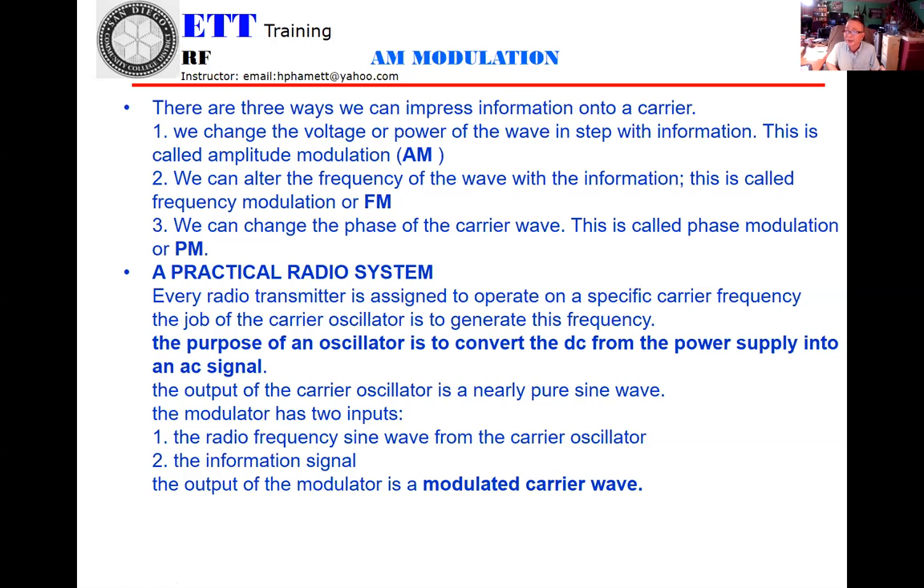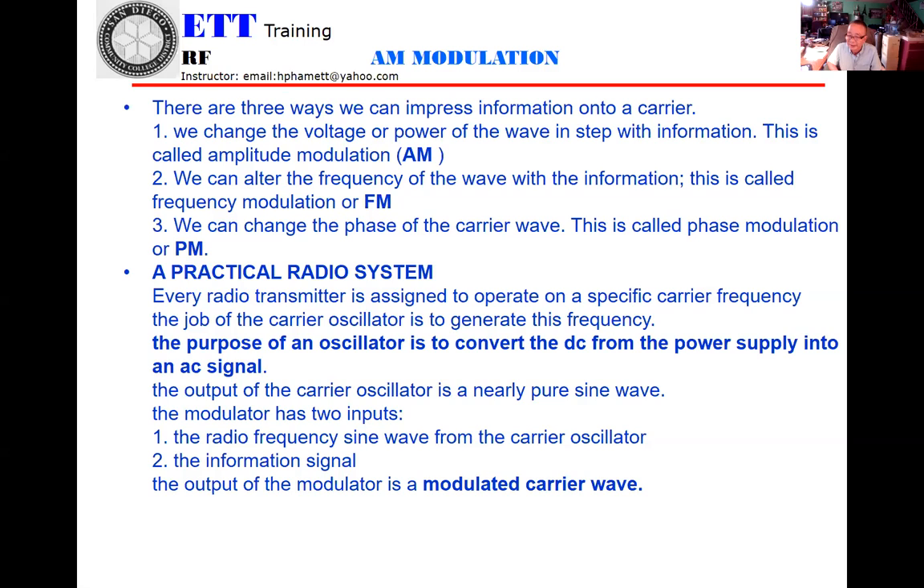Okay? The purpose of an oscillator is to convert the DC from the power supply into an AC signal. That is the purpose of an oscillator. The output of the carrier oscillator is nearly a pure sine wave.